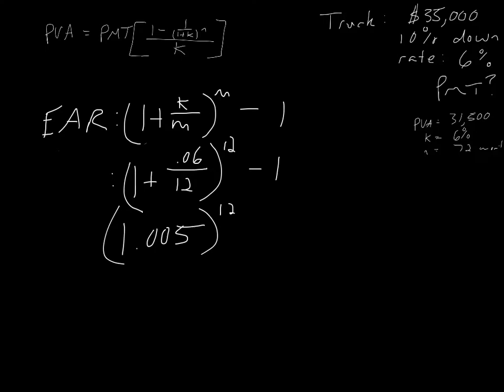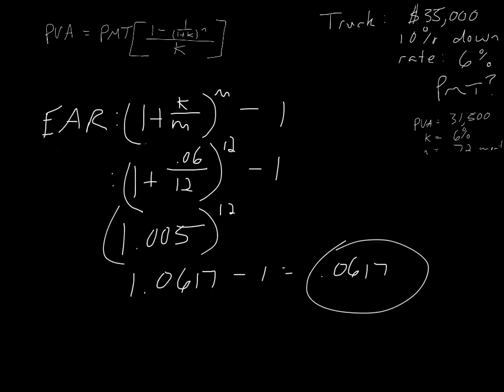1.06 raised to the 12th equals 1.0617. Minus 1 gives us 0.0617. So here's our new rate. Okay, that's our new effective annual rate. So if this is our annual rate, this is what we're actually paying. This is our effective annual rate.